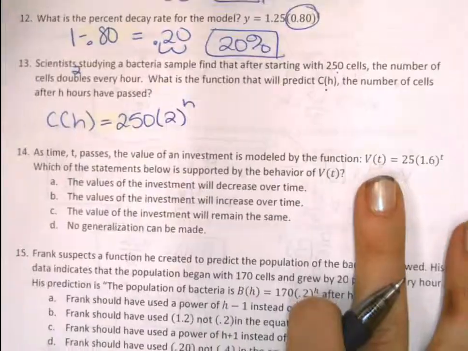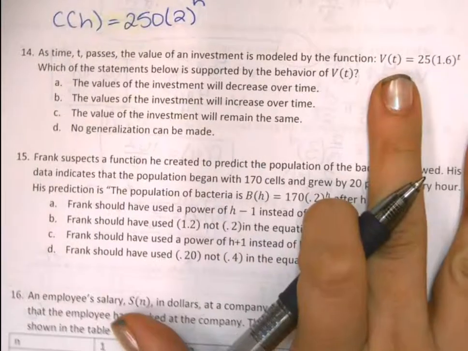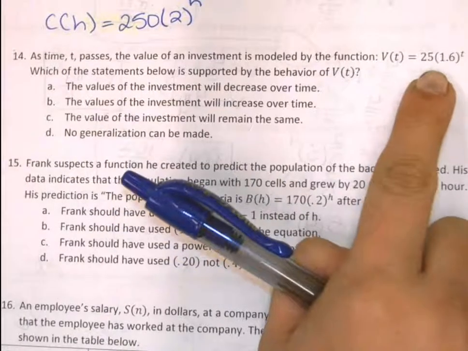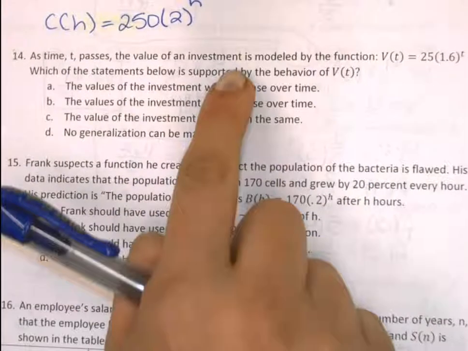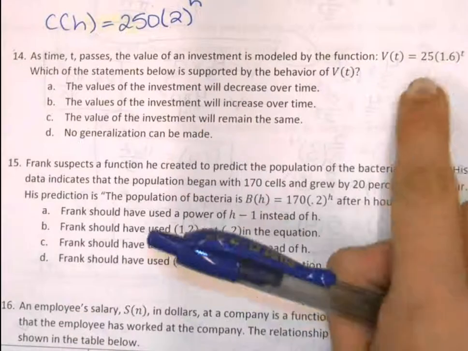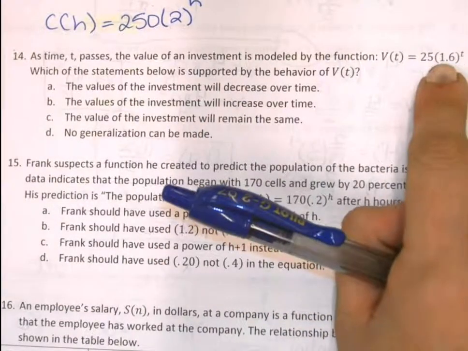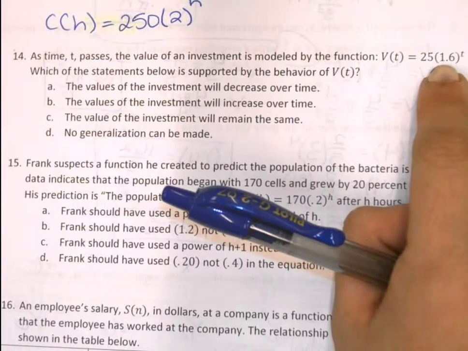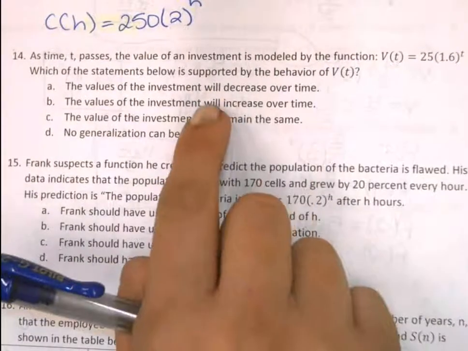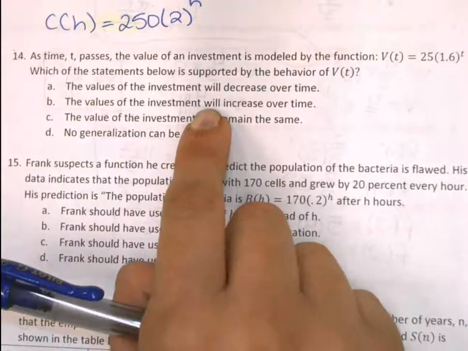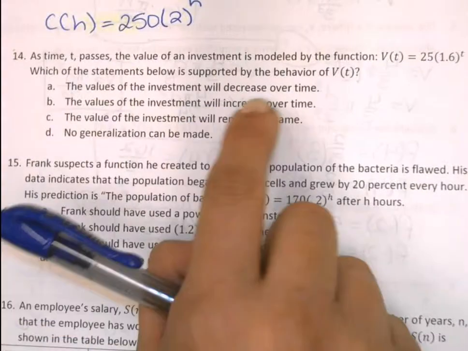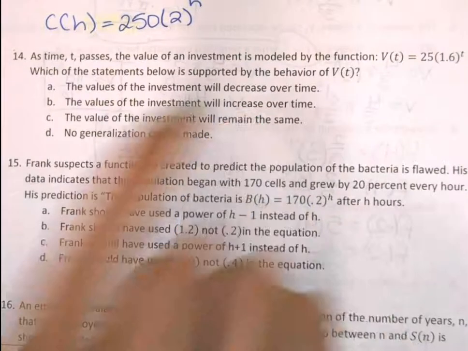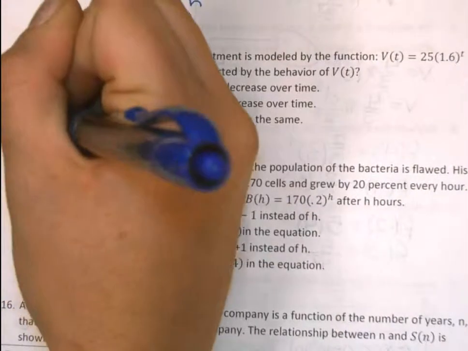Moving on to number 14, it gives me this equation, 25 times 1.6 to the t power, and it wants me to pick which of these is true. Because the number inside the parentheses is larger than 1, this means it's growing. If I look at these choices, the one I want is another word that's synonymous for growing, or means the same. Decrease does not mean growing. Increase means growing. So my answer here is B.